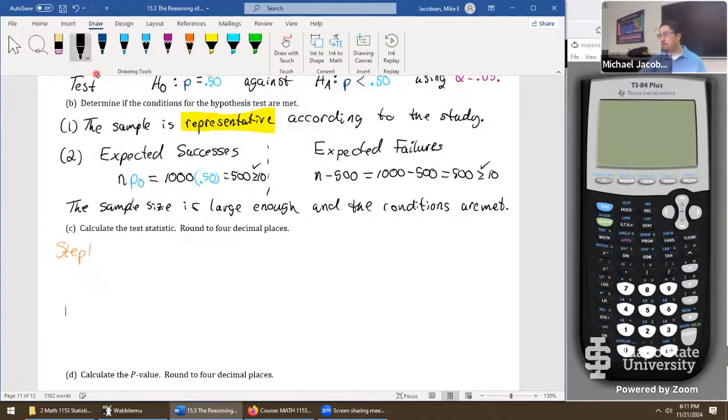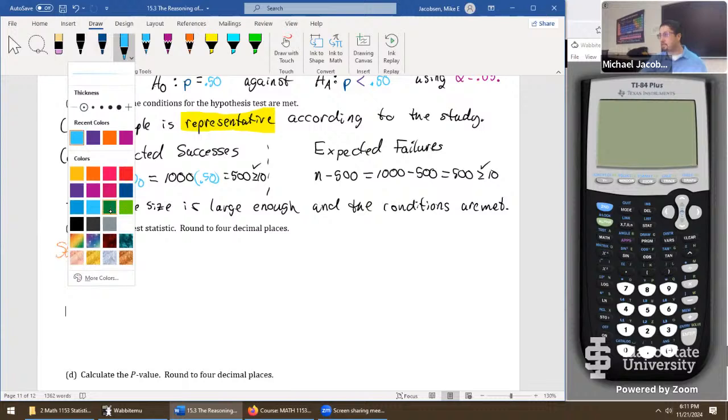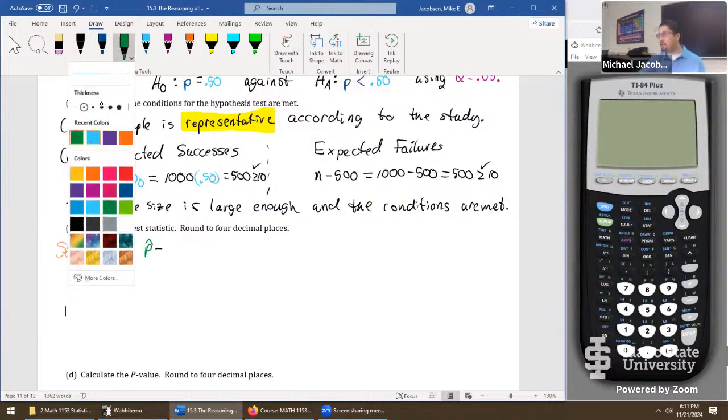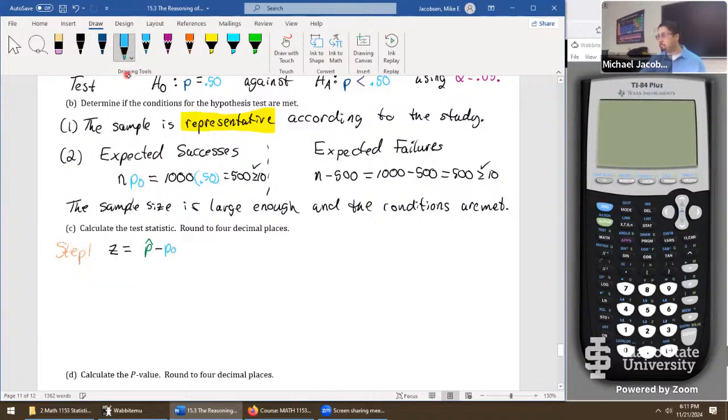Step one, just write down the formula. The test statistic is Z for categorical data, and its value is going to be p hat minus p naught divided by standard deviation of p hat. So same exact approach as before.